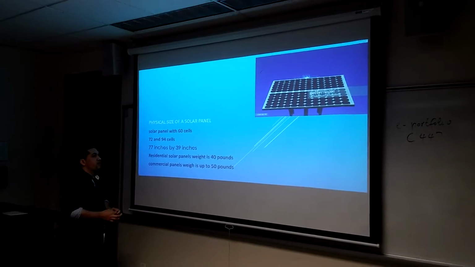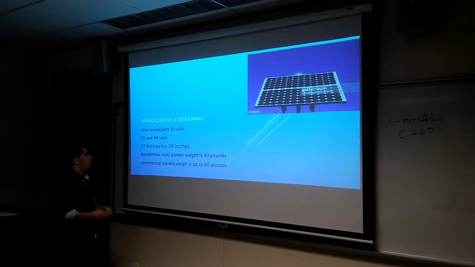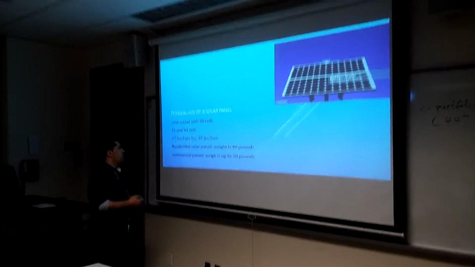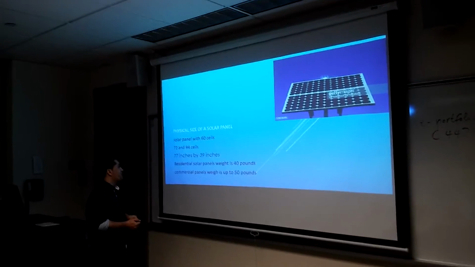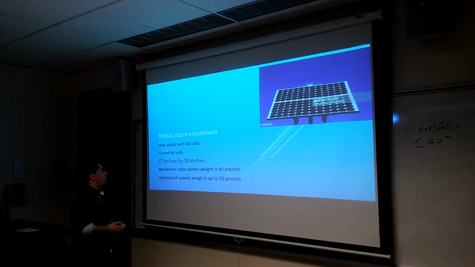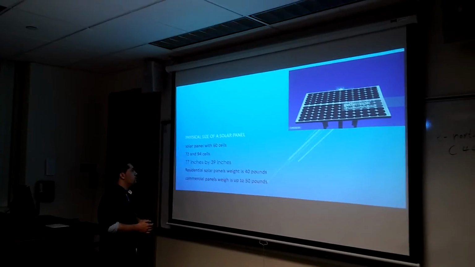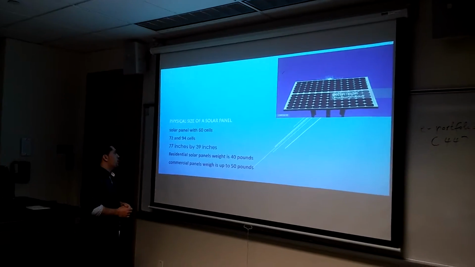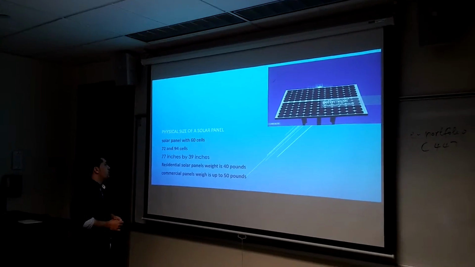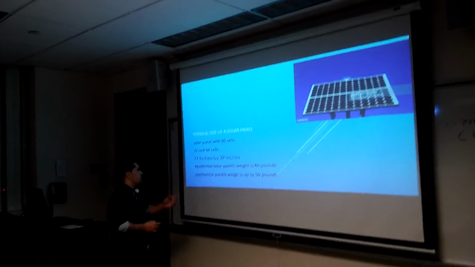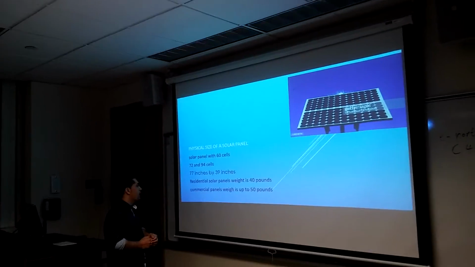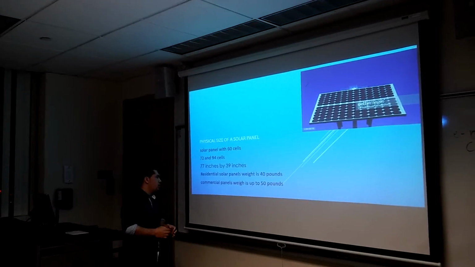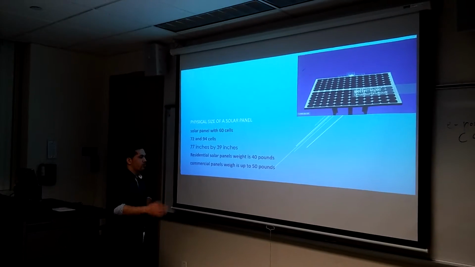So what's the physical size of a solar panel? A residential solar panel could have 60 cells. People use big solar panels to produce a big amount of energy, and panels can have 72 to 94 cells. The size could be about 77 inches by 39 inches for a residential solar panel, and the weight is going to be 40 pounds. If you want bigger solar panels, the weight could be up to 50 pounds.